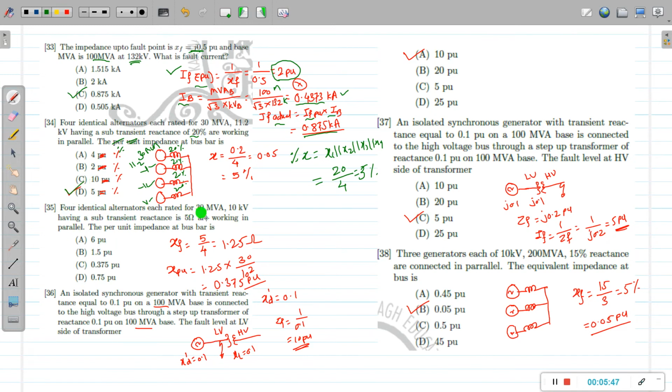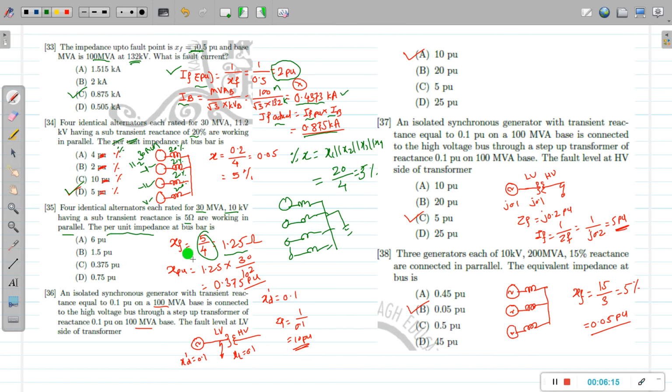Four identical generators having 30 MVA, 10 kV, subtransient reactance is 5 ohm, working in parallel. Per unit impedance is? Okay, so we know what is given: 4 identical generators, each having the reactance of 5 ohm. These all 5 ohms are acting in parallel. So equivalent is equal to 5 by 4, so it comes to 1.25 ohm.